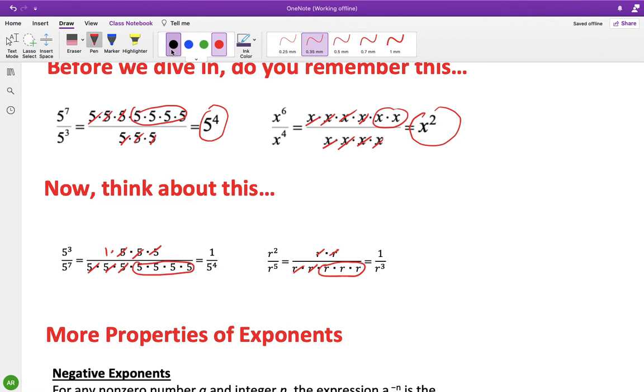One final thing to think about before we jump in, I'm not going to write this out, but what do you think happens with this? Just think about that one real quick. All right, so a couple properties for us to go over here.